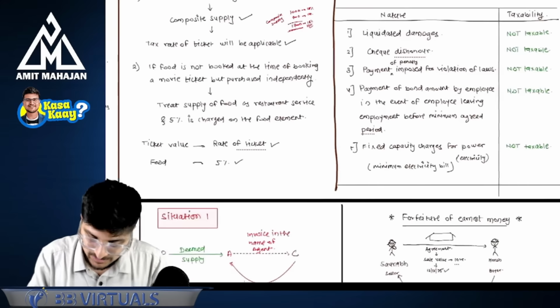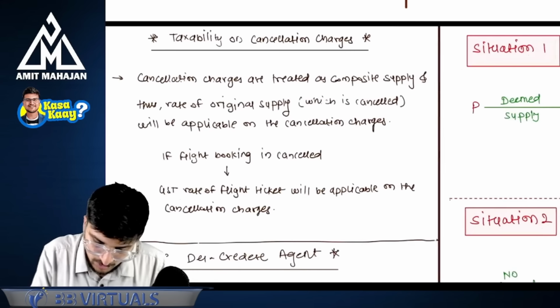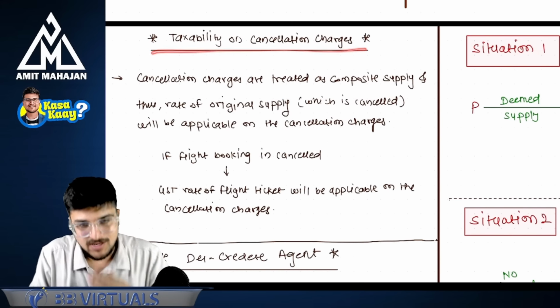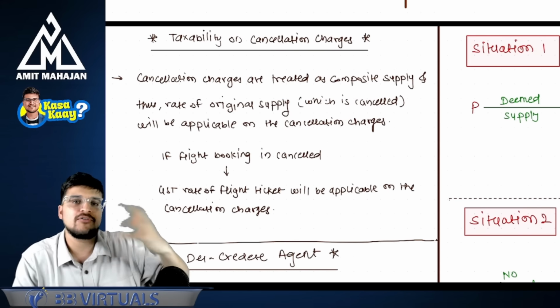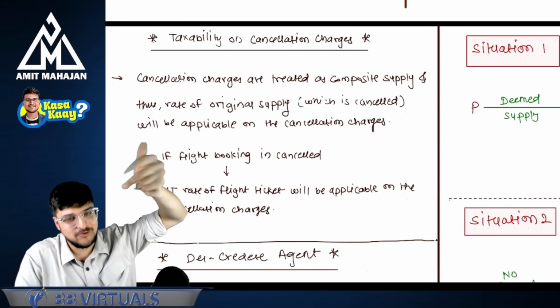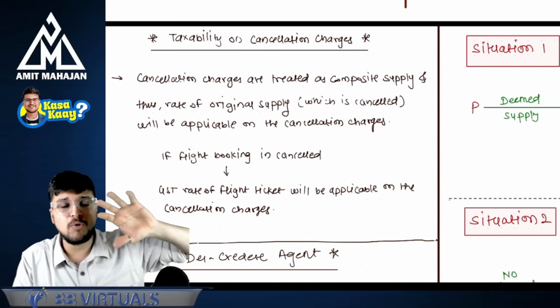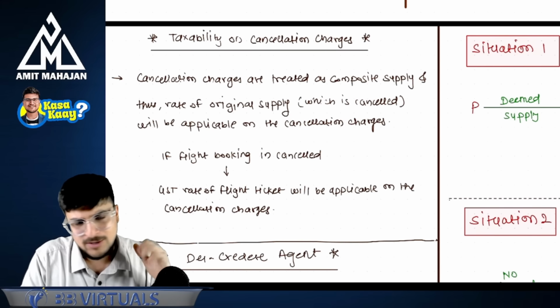Let's move ahead with the next part, and this is our last page. Taxability on cancellation charges. Now you take an example that you are making a plan with your friends to go to Goa. Okay, and of course the plan is going to get cancelled. So what happened is you booked a flight ticket, and you paid 10,000 rupees on that flight ticket, and you paid GST also.